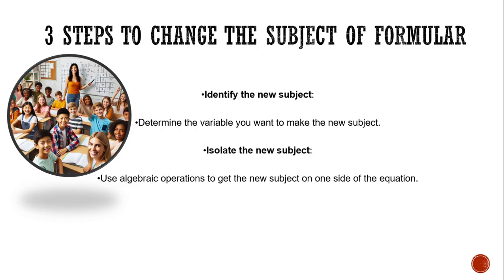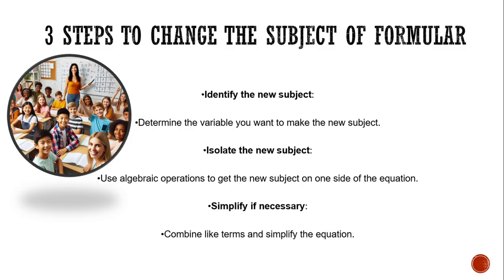The second step is that you isolate the new subject. What do we mean by isolation? That is, you separate that new subject. You let it stand alone. You remove every attachment that might be with it. Any coefficient, it could be attached to any other variable or any number through multiplication, through division, through addition, through subtraction, through any operation. You must learn how to isolate it.